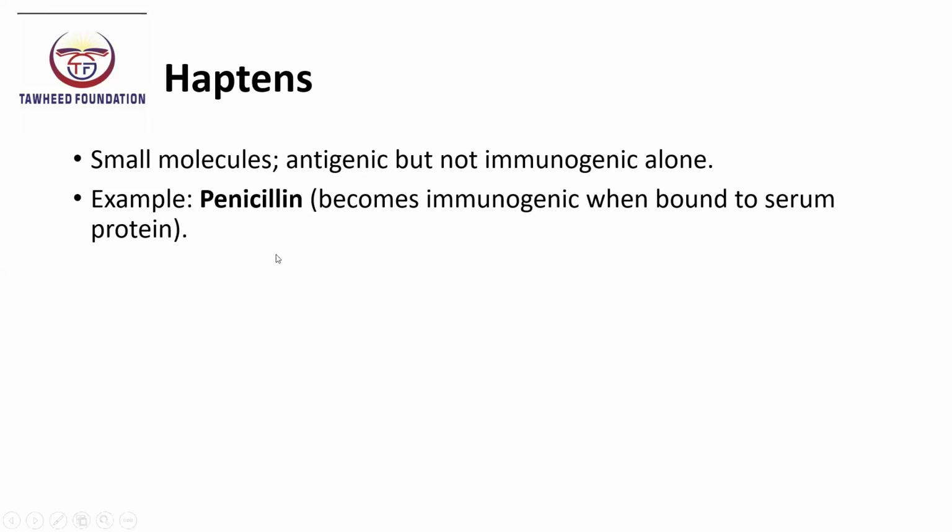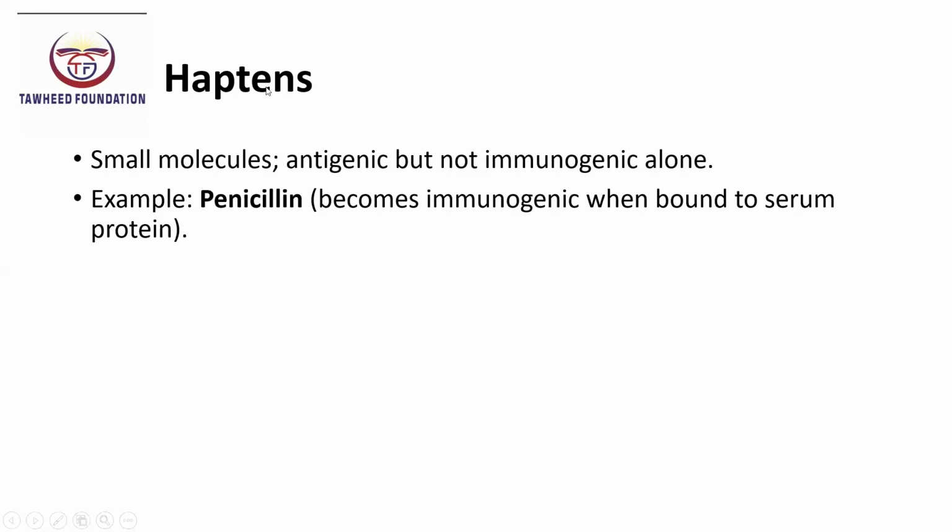So a classic example is a penicillin allergy. Penicillin by itself is too small to stimulate an immune response. However, in some individuals, it binds to serum proteins and forms a hapten carrier complex. So this new complex is immunogenic and triggers the production of antibodies. In these individuals, exposure to penicillin again causes the antibodies to react with penicillin, leading to hypersensitivity or allergic reactions.